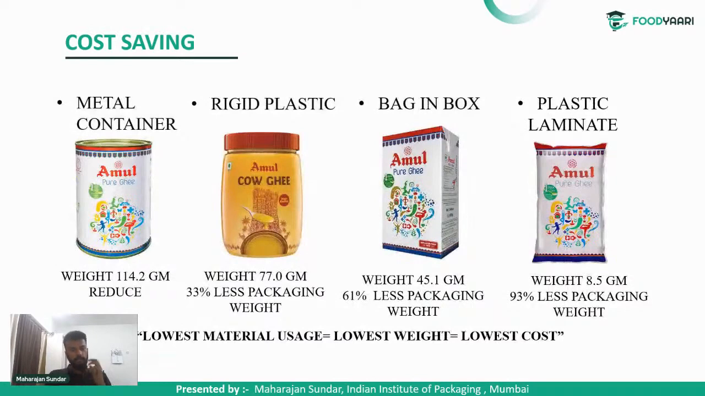Metal container. Metal container weighs around, for example, Amul 1 liter ghee. The metal container weighs around 114.2 grams. But when compared to a rigid plastic, it just weighs around 77. It is almost 33% less weight. And bag in box is nothing but outside it will be a paper board and inside it will be stored in a polymer thing. Okay, then it weighs around only 45 gram. When compared to rigid plastic, only 60%, 61% less packaging weight.